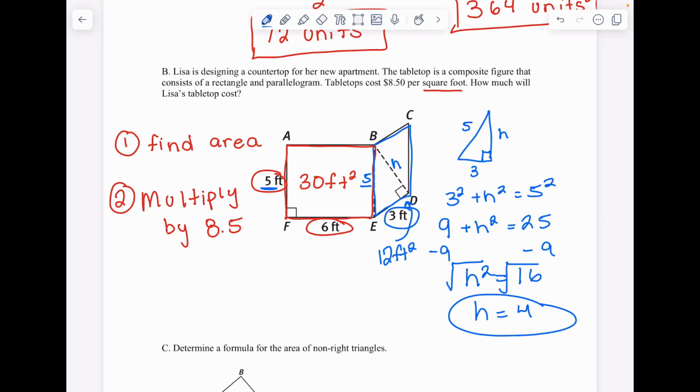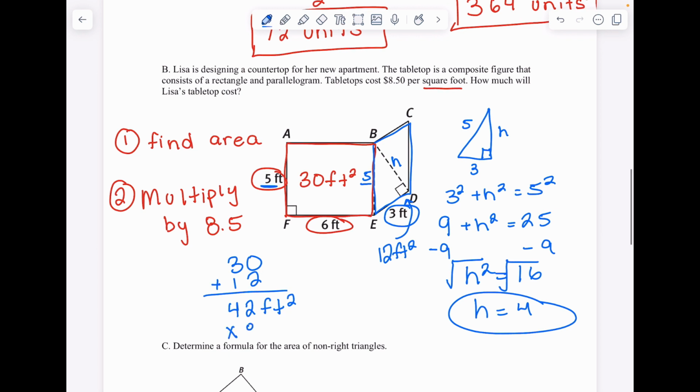Now that I know the area of each piece, all I have to do is add them together to get the entire area. So the area of the entire tabletop is 42 feet squared. And now that I know the area, all I have to do is multiply by 8.5 to find the cost of the tabletop. And that'll be $357.